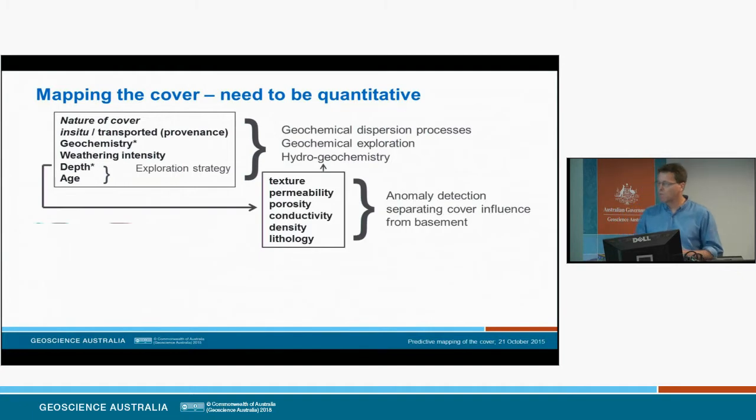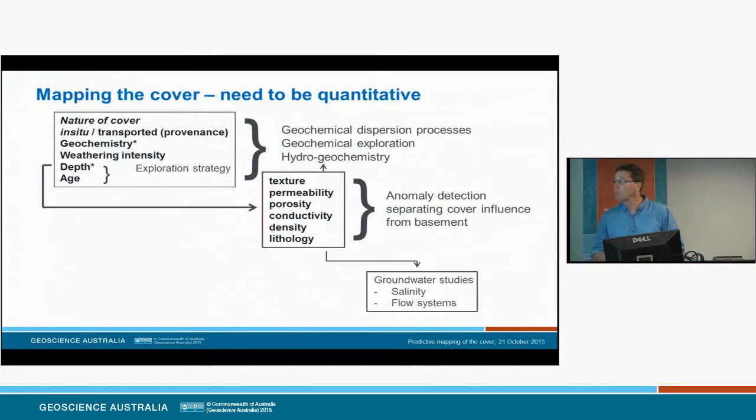But of course it's not just the depth, we want to know what that material is, that volume of material. Particularly, you could probably add to this list, we want to know the texture, permeability, porosity, conductivity, density, lithology. They're all important. These sorts of things help us interpret our geophysics. Separating anomalies in the basement, we need to understand how that cover influences those magnetic responses. But it's more than that.